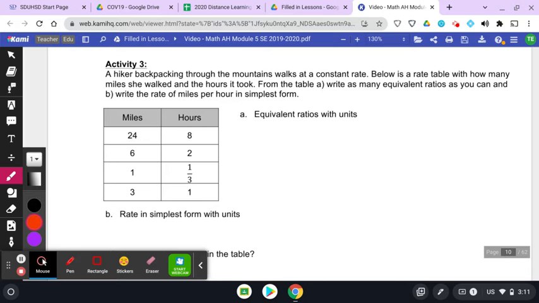A hiker backpacking through the mountain walks at a constant rate. Below is a rate table with how many miles she walked and the hours it took. From the table, A, write as many equivalent ratios as you can, and B, write the rate of miles per hour in simplest form. Okay, so we're going to go miles over hours. I could also do hours over miles, but I'm going to go miles over hours.